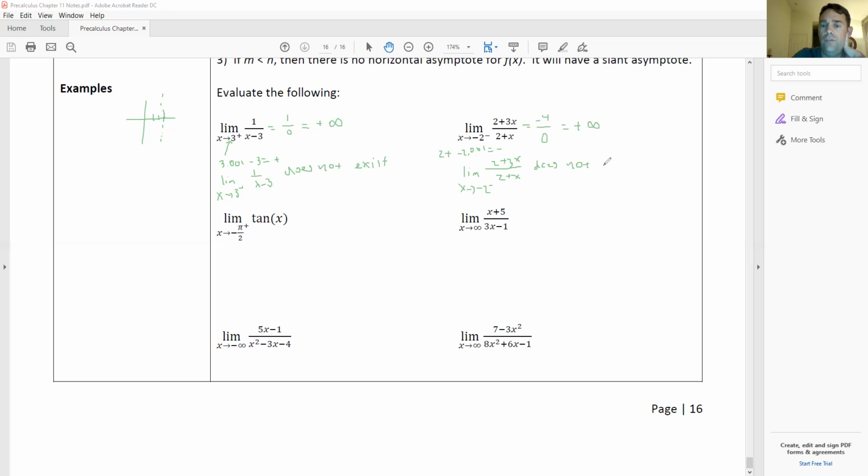Well, sometimes, friends, it honestly helps to just go ahead and graph it. So think about tangent and go ahead and graph this function. And let's see what you end up getting for this limit. All right, let's see how you did.